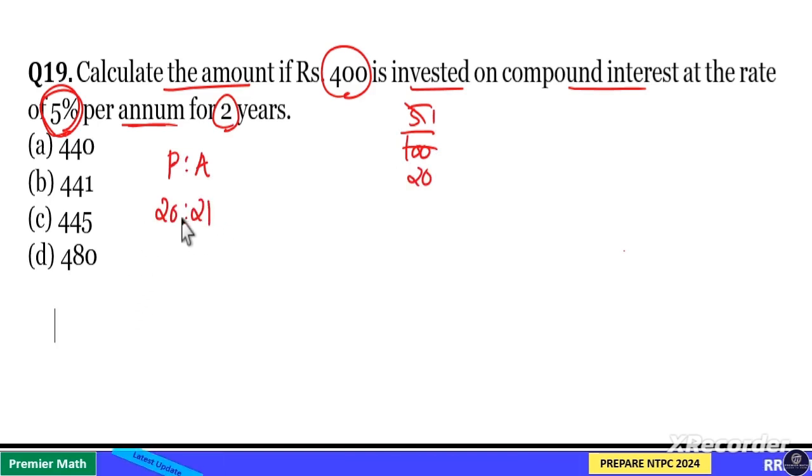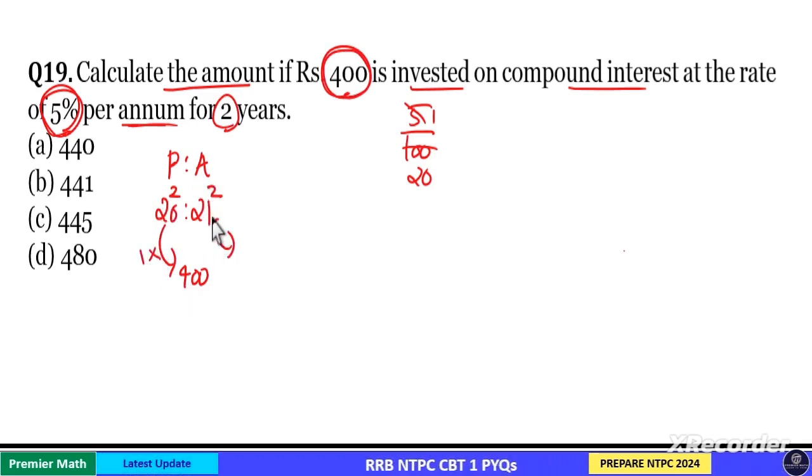Now this is for 1 year. For 2 years, take the square of it. Now 20 square is equal to 400, which is given in the question as principal. So 20 square into 1 is equal to 400. Then amount is equal to 21 square, which is 441. 21 square into 1 is 441. Here one part is 1. So amount is equal to 441. Option B is your answer.